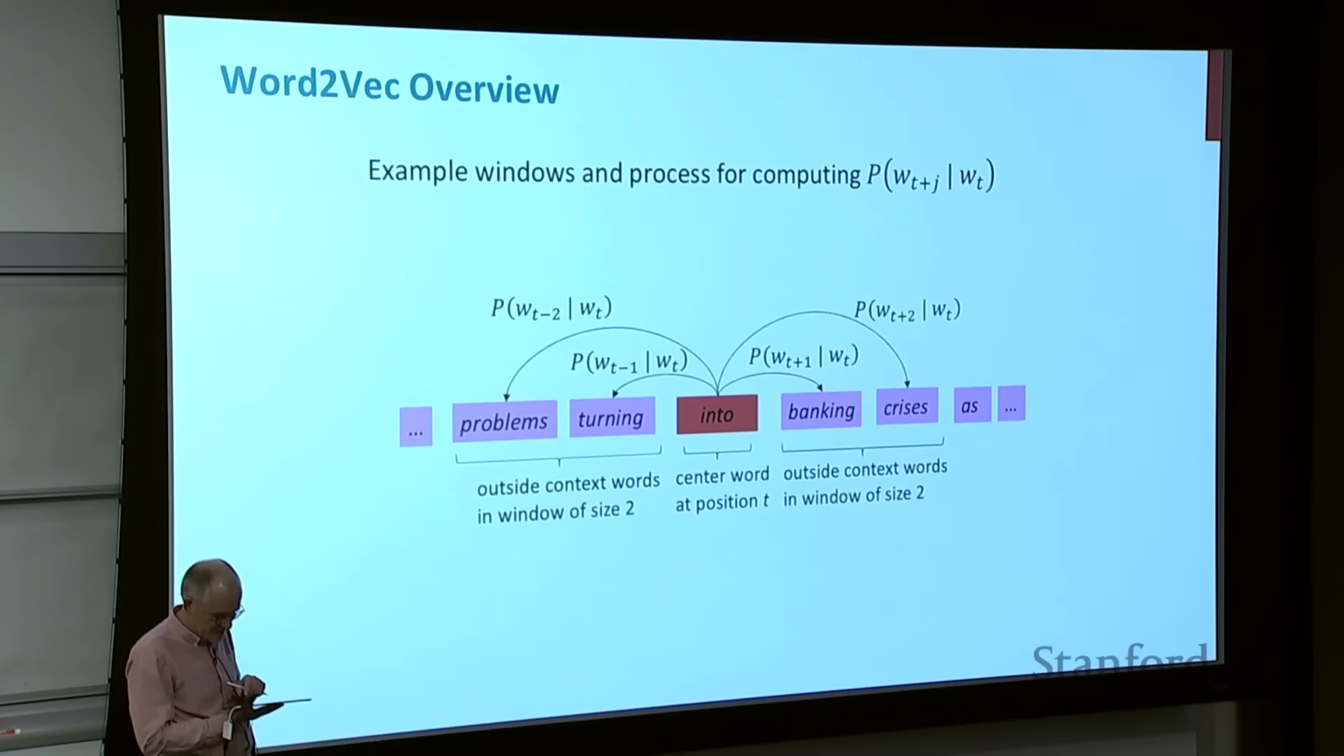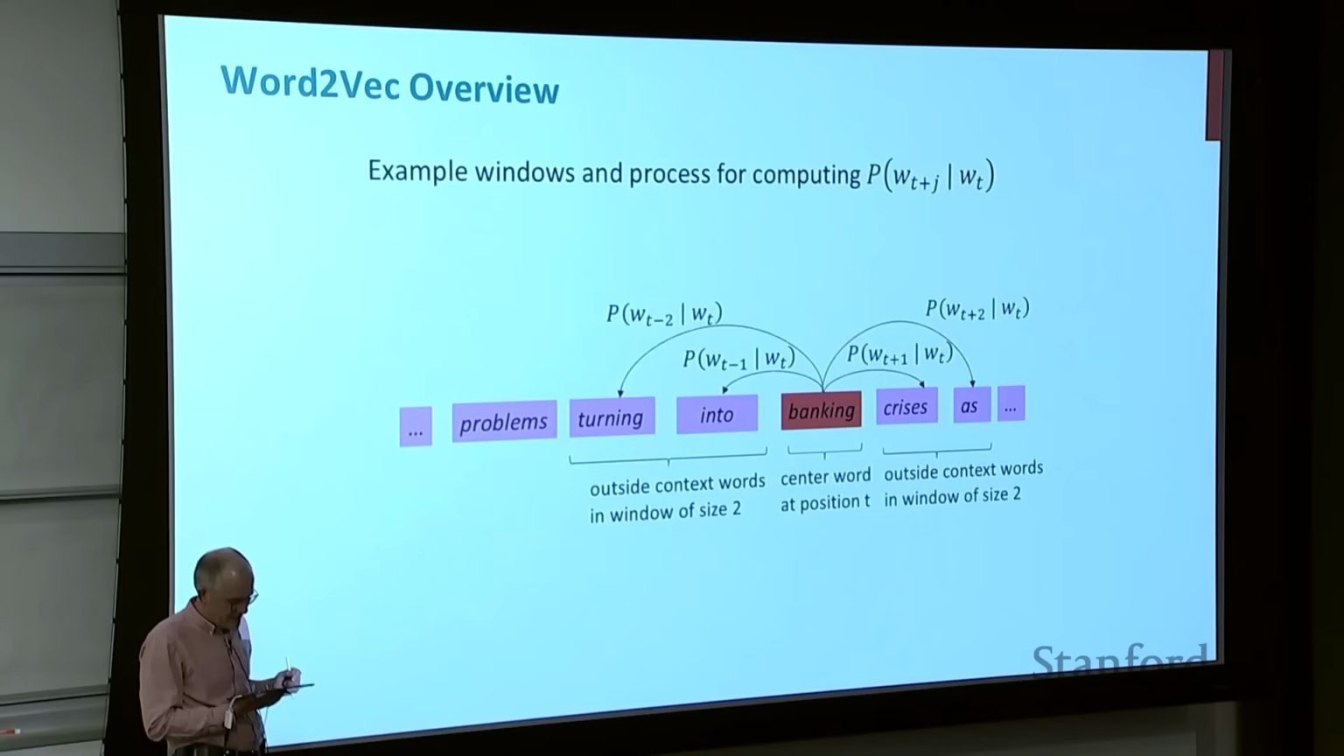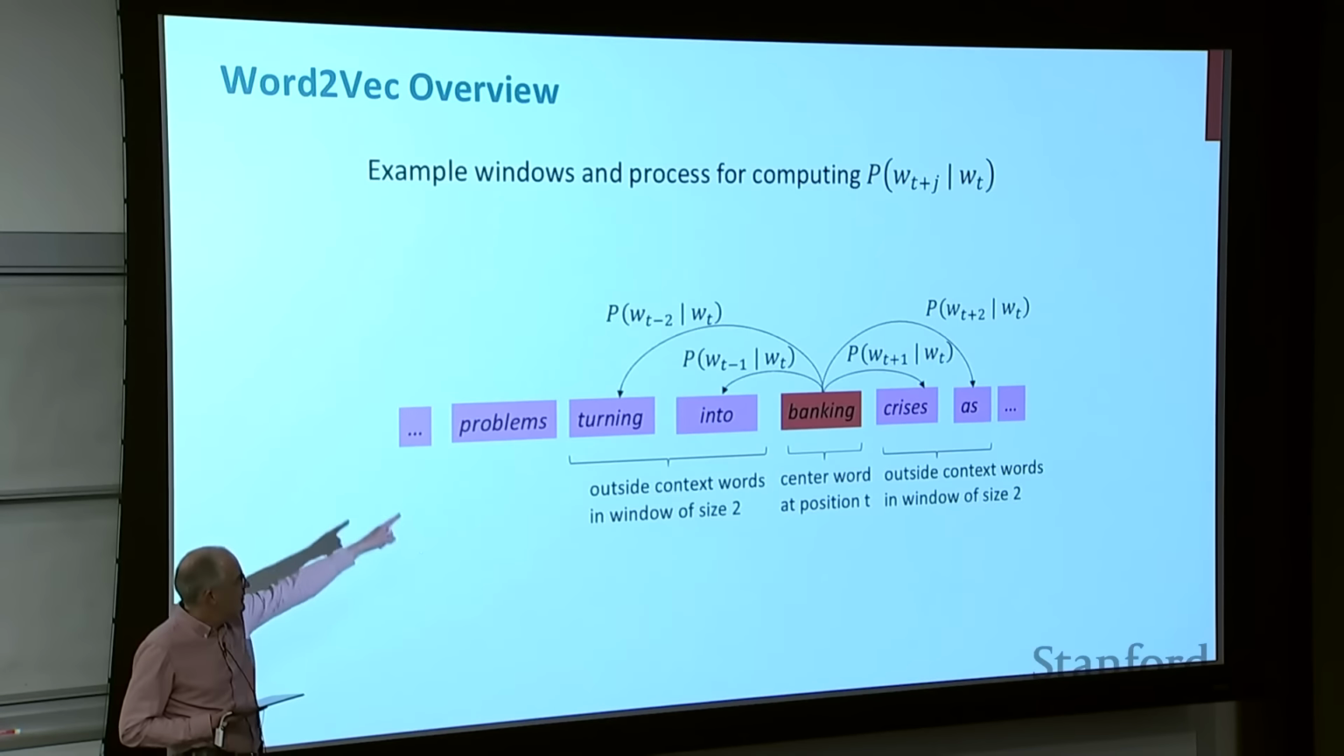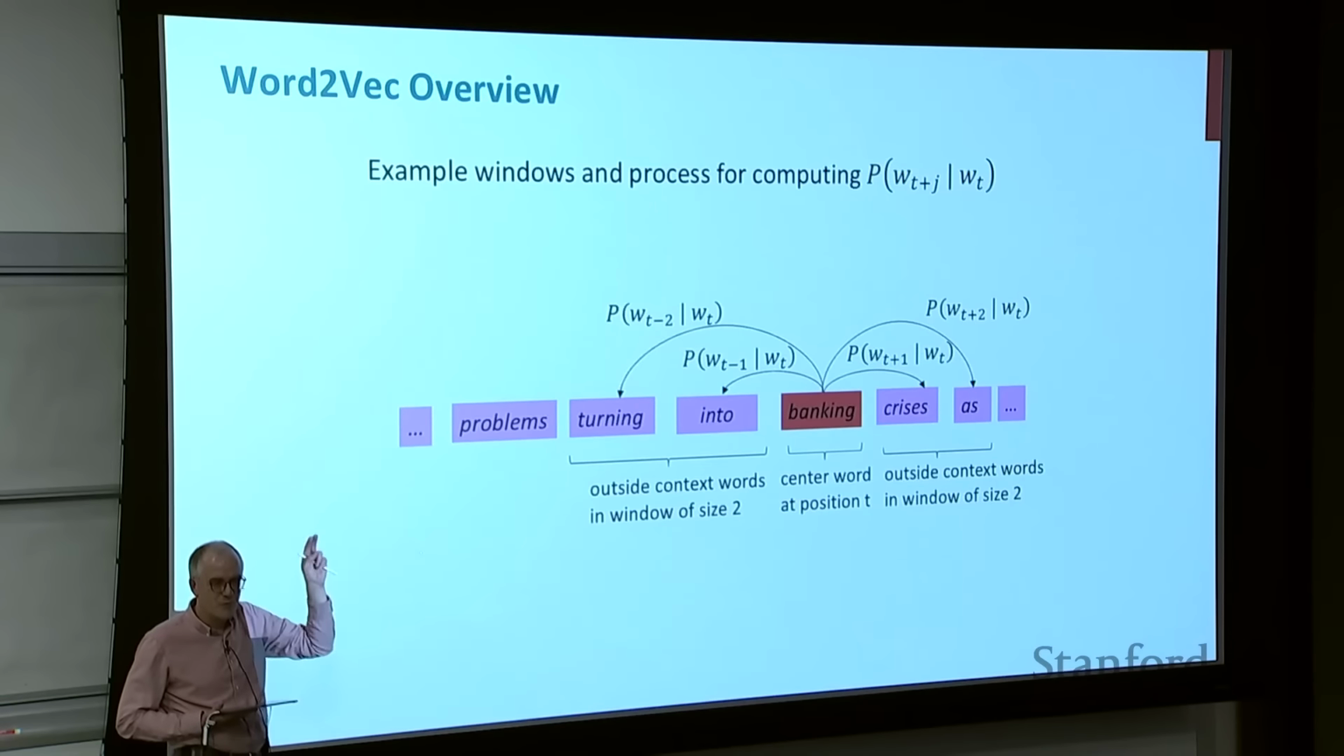And once I've done it for that word, I'm going to go along and do exactly the same thing for the next word. And so I'll continue through the text in that way. What we want to do is come up with vector representations of words that will let us predict these probabilities, quote unquote, well.